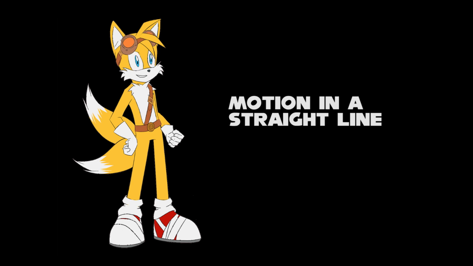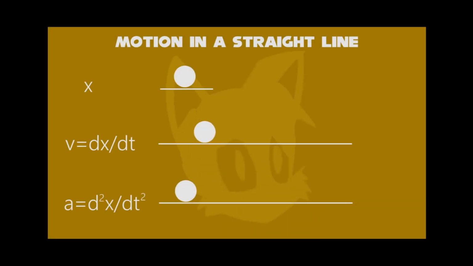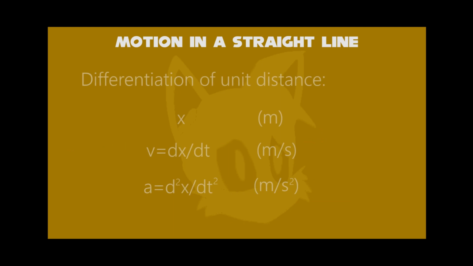We will learn about motion in a straight line. Before, I talked about these variable formulas like momentum and force. I can tell you these variable distance units, from distance in meters to acceleration in meters per second squared. Did you recognize the differentiation of the units?